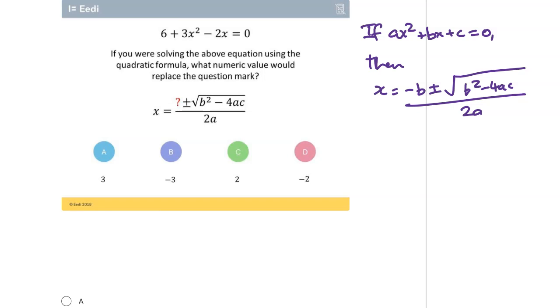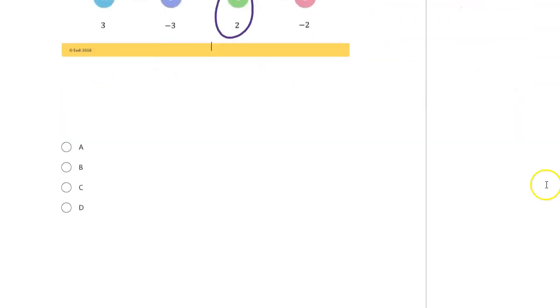So I have to think about this as being in the right order. This is really 3x squared minus 2x plus 6 equals 0. Now I can see that to have negative b, it's going to be negative negative 2, which is positive 2. So my answer is C.